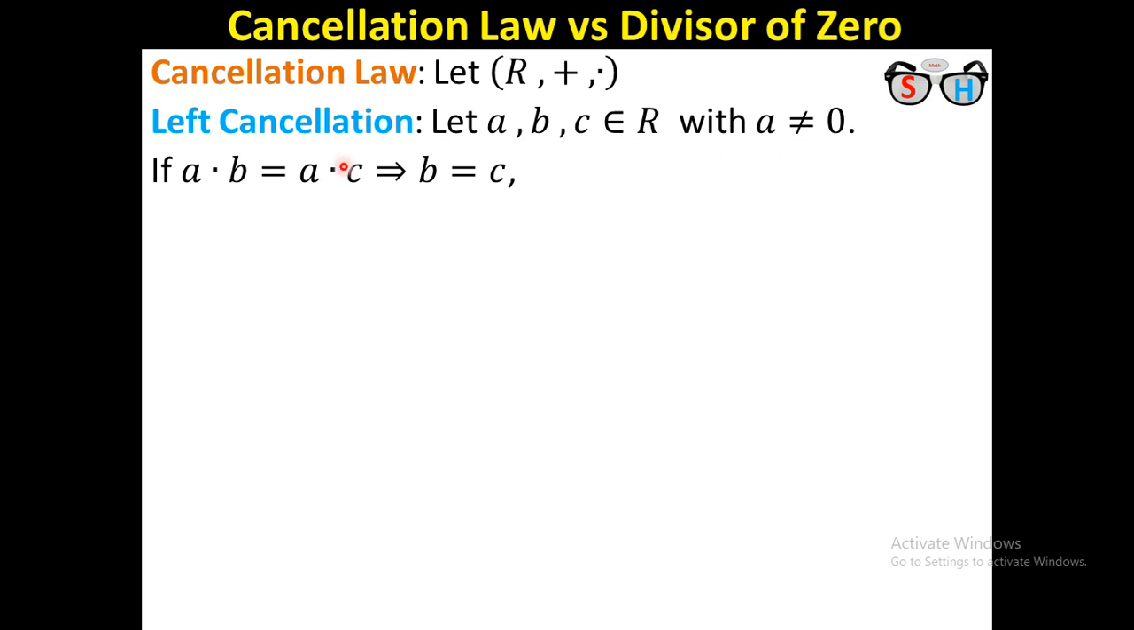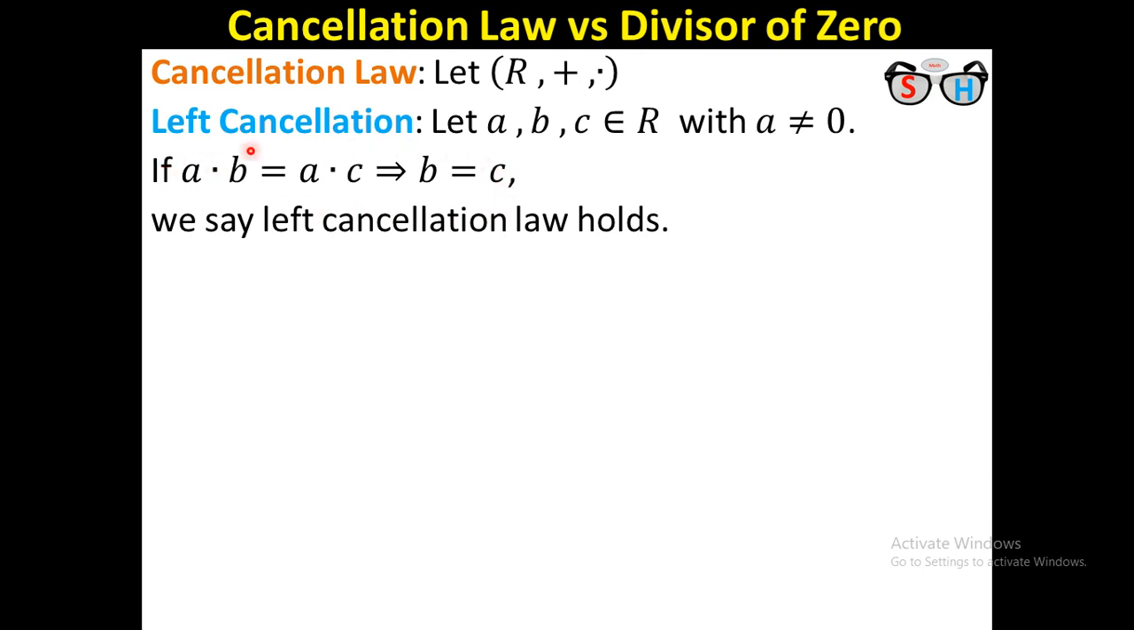Just see, if a dot b equal to a dot c implies b equal to c, that is, we cancel a from the left side. So we can conclude that the left cancellation law holds in R. If a dot b equal to a dot c implies that b equal to c, a must be non-zero.